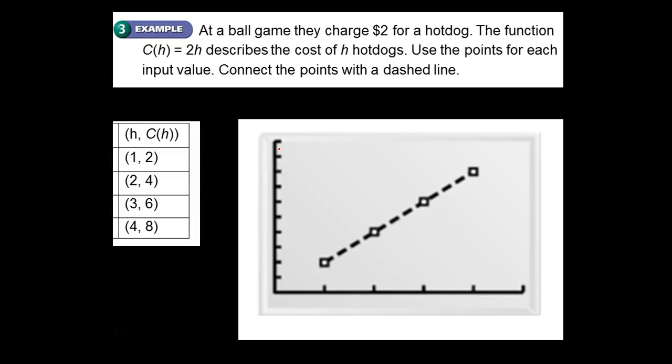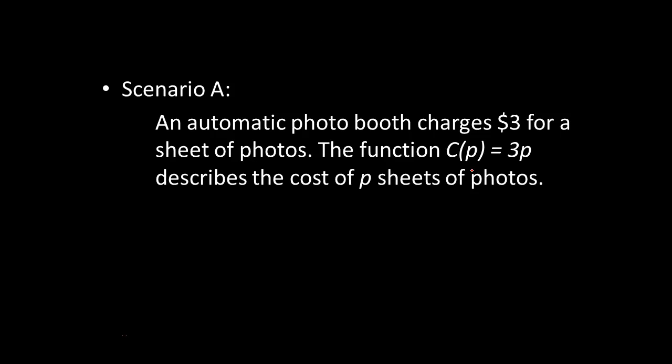Once I have my ordered pair, you can see I plotted them, and I've used dots. And you can either leave them as dots or use the dashed line. Either way works. So this is a discrete graph. Here are some examples. Please label discrete or continuous. So in this scenario, you are deciding whether the graph would be discrete or continuous.